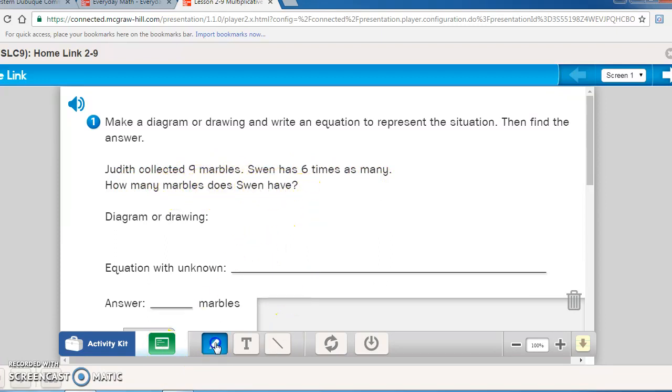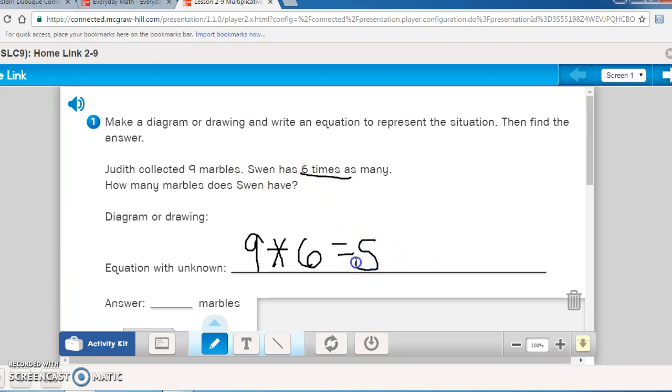All right, hopefully by now you're knowing, well, if Judith collected 9 marbles and Swen has 6 times as many, that you're multiplying 9 times 6 equals, and because it's Swen, I'm going to make my variable an S. So what is 9 times 6? 54. So how many marbles does Swen have? He has 54.